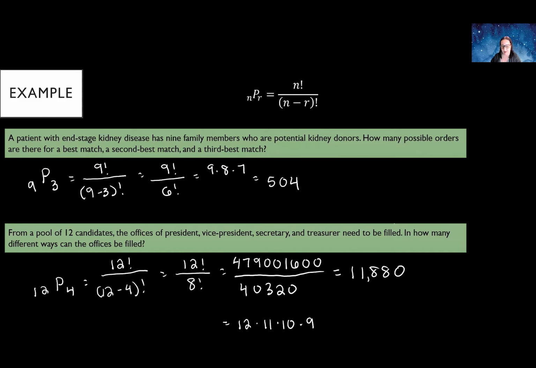But you would get the same answer if you did 12 times 11 times 10 times 9. And I'm going to just verify to make sure my calculation is correct. Yes. And so once you start getting larger numbers like this is where you might want to stop using the factorial notation and just use the permutation button, because you're going to start getting really, really large numbers, and you're not going to want to write those down.